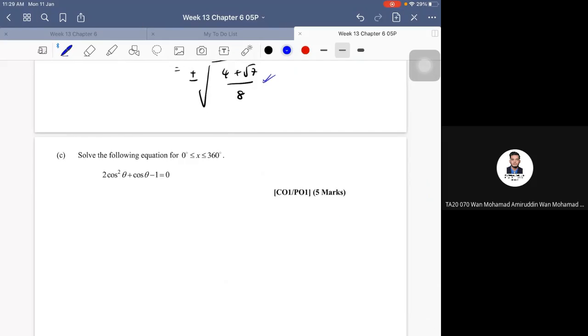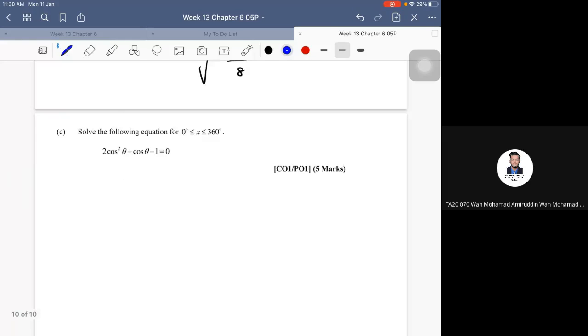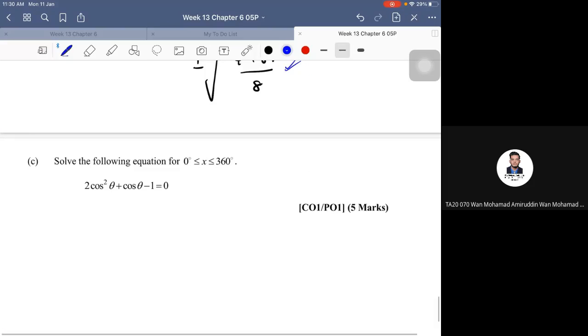Okay, and this one nak tunjuk ke sini. I tunjuk lagi satu lah. So sini is the last one. So we're going to solve this following equation. Ni sama juga idea dia macam yang sebelum tadi. So bila dia kata solve maknanya kita kena cari. Ni salah ni soalan ni. So mana boleh nak solve for x kalau ni theta. Ni sepatutnya adalah theta. So theta adalah value antara 0 hingga 360 degree.